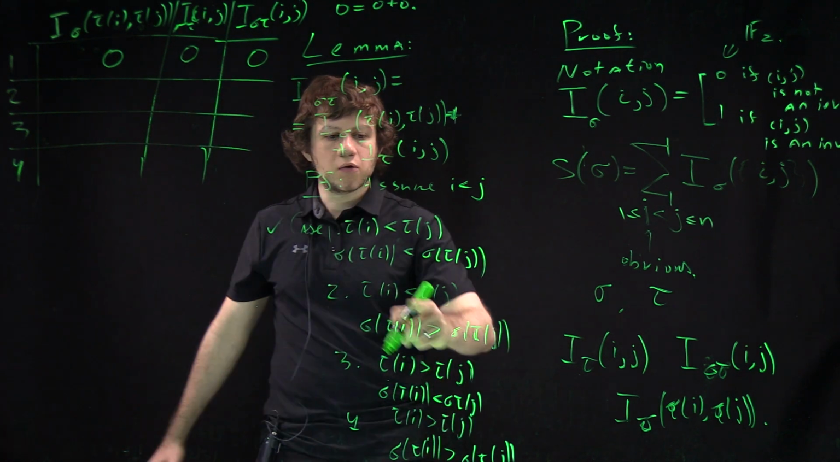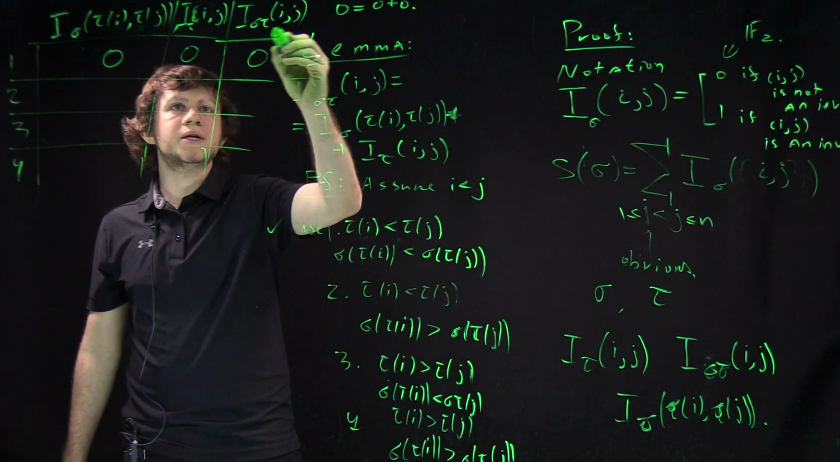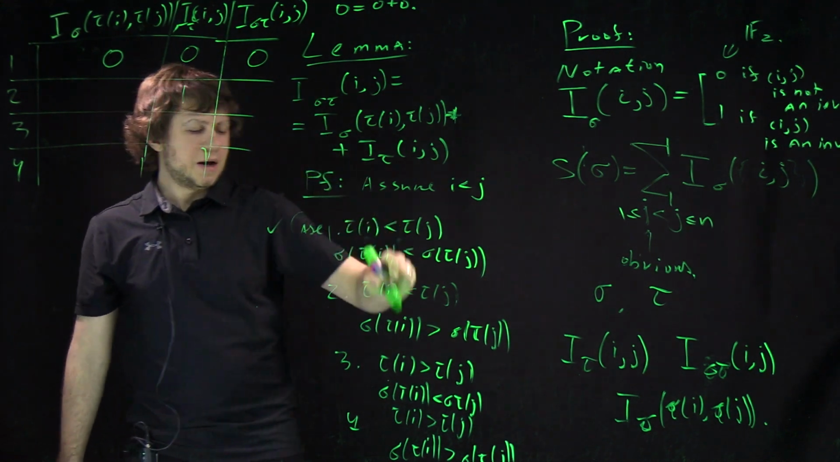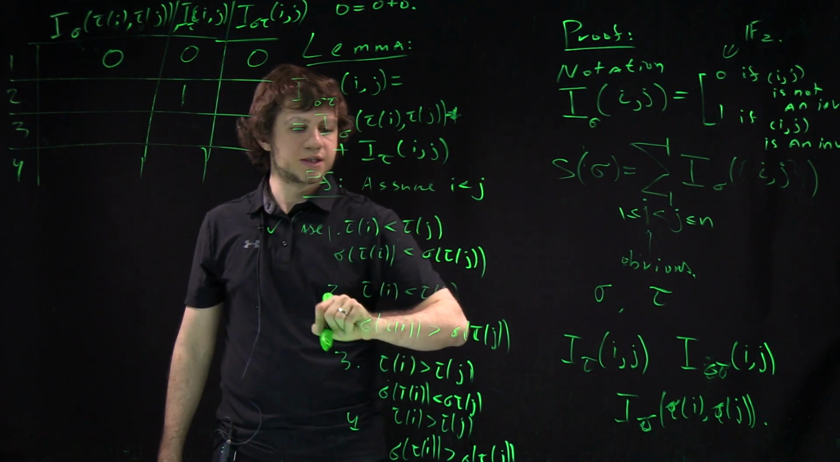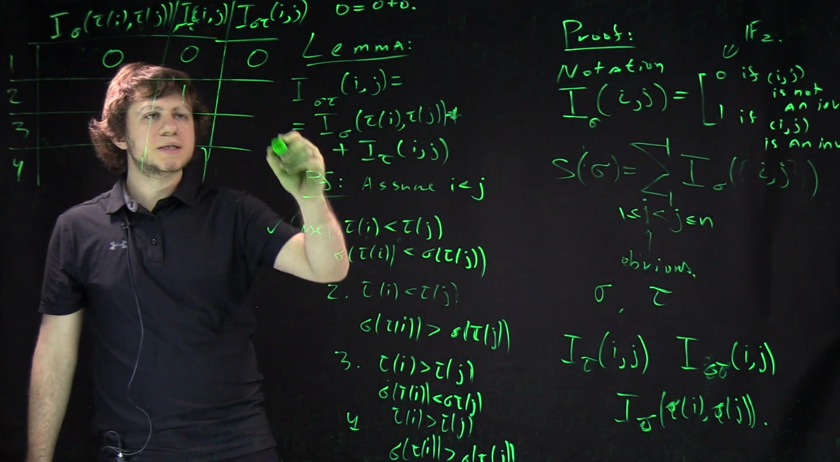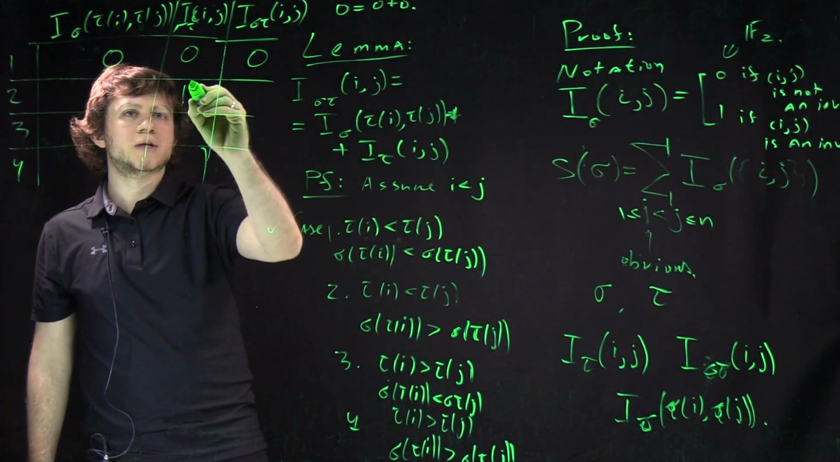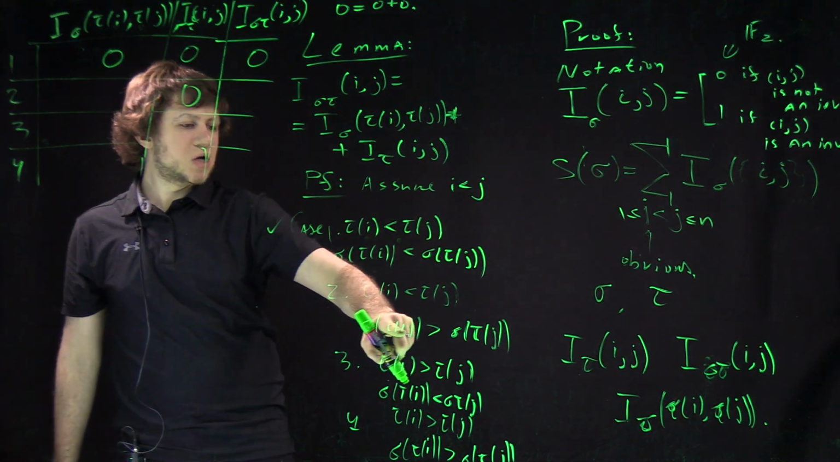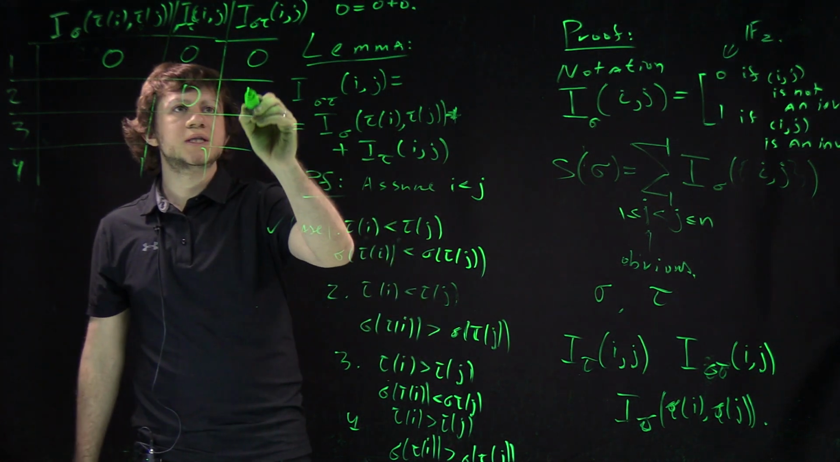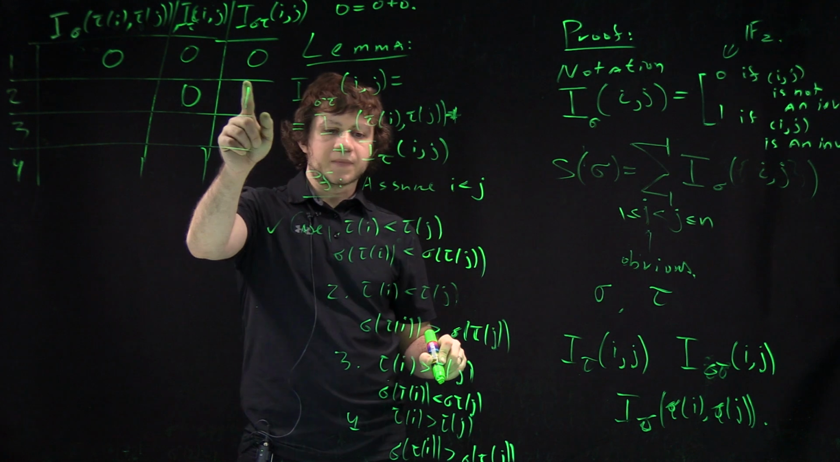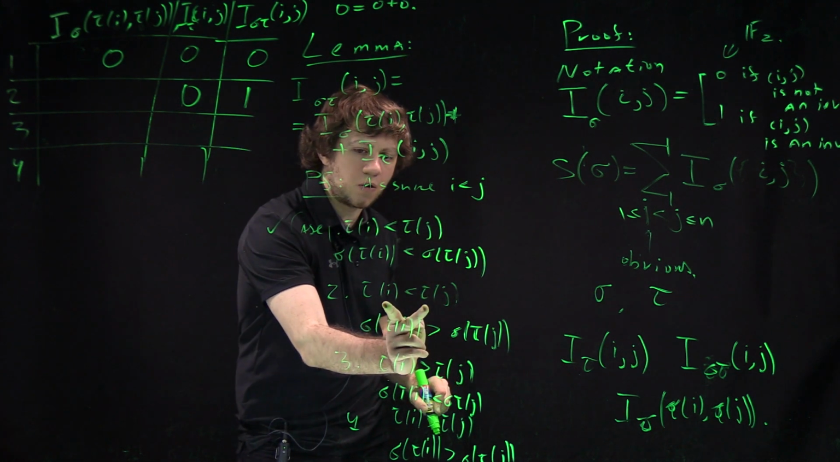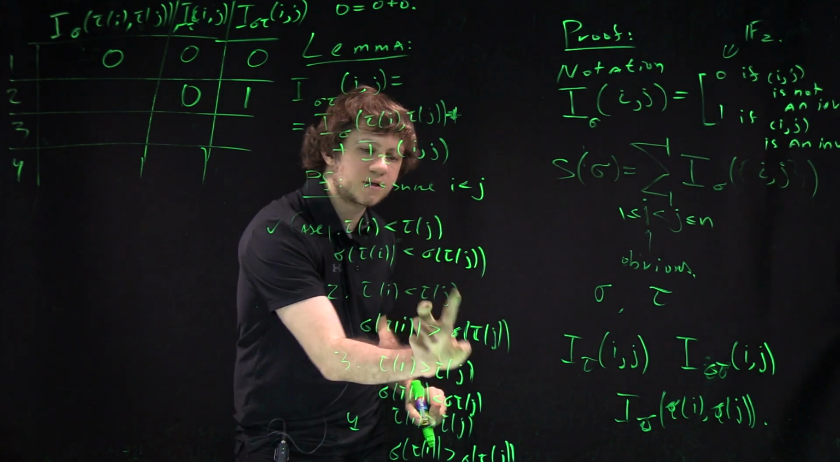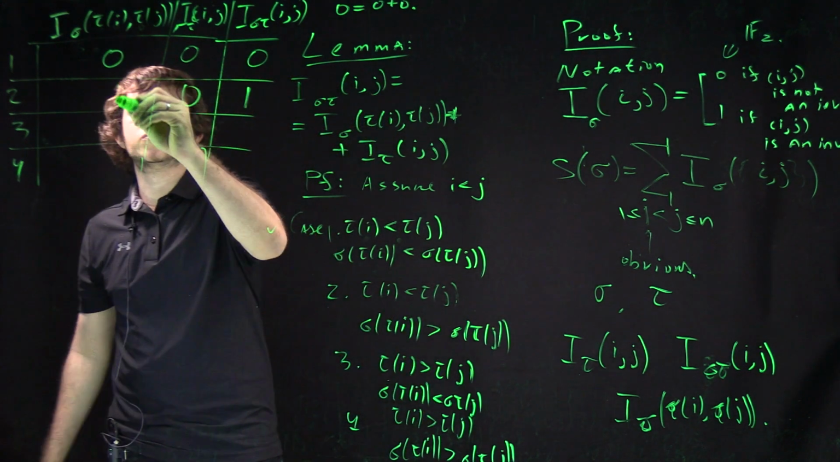So second case, tau of i is less than tau of j, so this one is not an inversion. But sigma of tau of i is bigger than sigma of tau of j, so this one is an inversion. And for tau of i and tau of j, when you apply sigma, they change direction, so this is also an inversion.